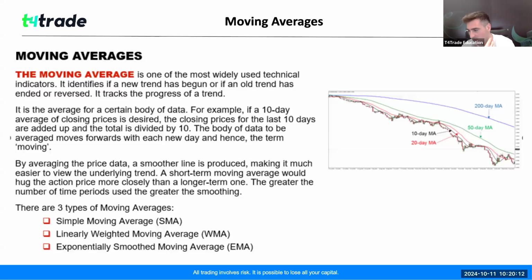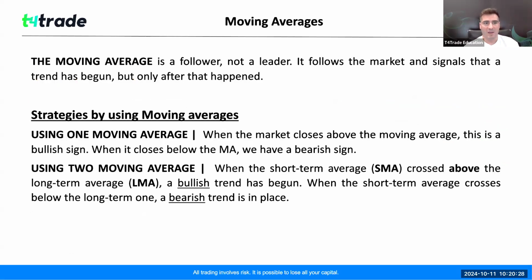Again, it is not future predicting, it's just telling you information about the recent past. It places much more emphasis on the recent past compared to the distant past, if you get the analogy of what I'm talking about here. Okay. So moving average, again, is a follower. It's not a leader. It follows the market and signals that the trend has begun, but only after that has happened. Please digest this. The sooner you digest this, the better.